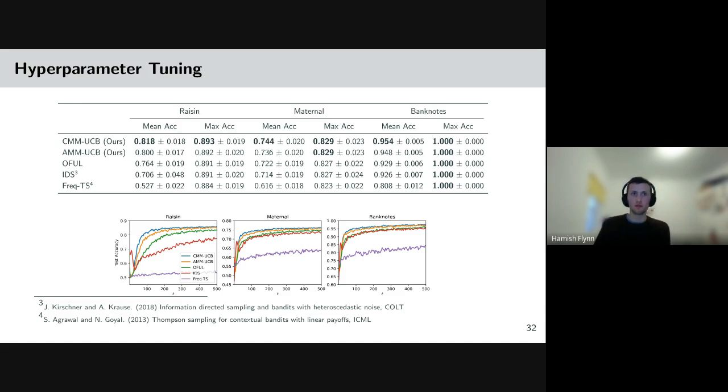And in the table, we record the average and maximum test set accuracy, or expected reward, over 500 rounds. So our variants of LinUCB and OFUL both appear to work quite well, and we see that our smaller confidence sets do improve the performance of LinUCB a bit.